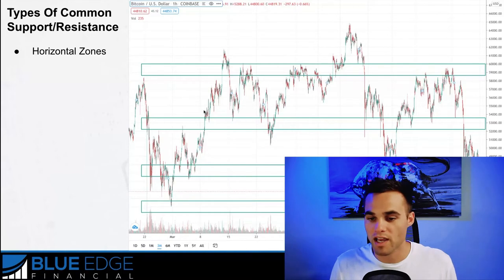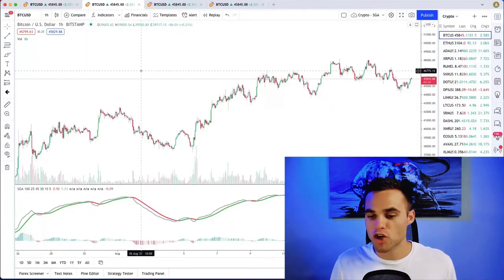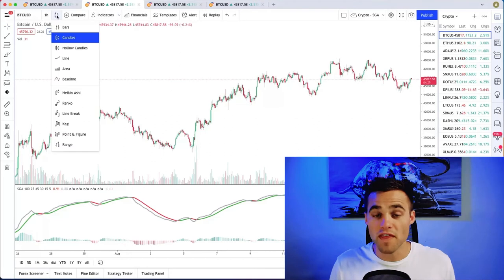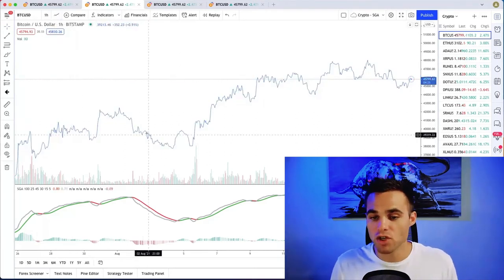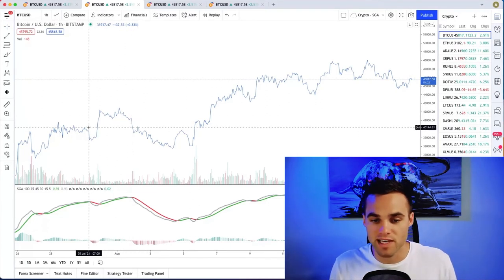I'll get into that when we're talking about trends later on, but this is a little bit subjective on how you draw support and resistance zones, but I'll show you how I like to do it. If you're having trouble drawing support and resistance zones, one thing that might help is, instead of looking at a candlestick chart, looking at a line chart. If you do that, sometimes it's a little bit easier to see where these key zones are.